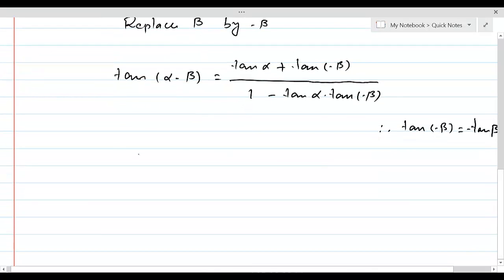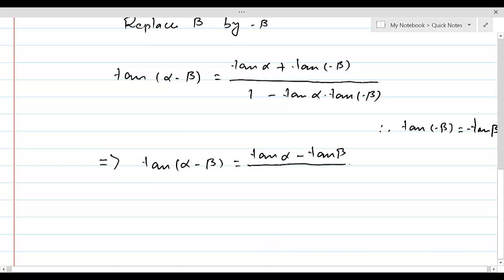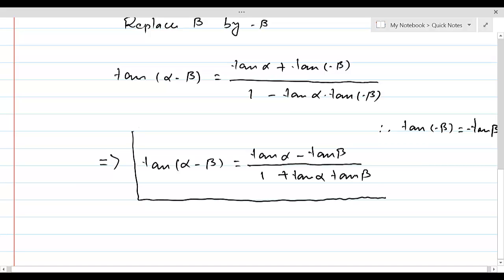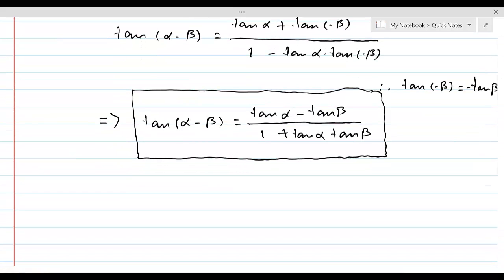So this way we are going to have tan of (alpha minus beta) equal to tan alpha minus tan beta over 1 plus tan alpha tan beta. So these are 6 trigonometric identities which we very frequently use while solving questions, and you should either have these trigonometric identities in the form of a formula sheet or memorize them by heart.